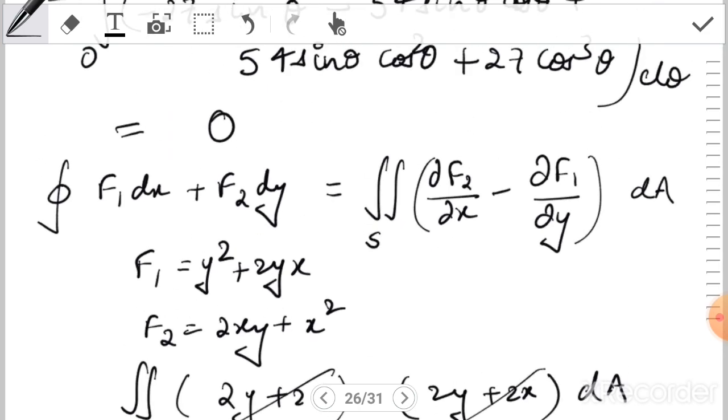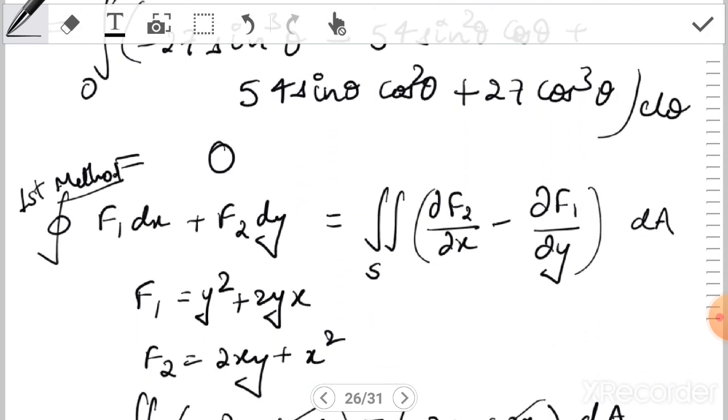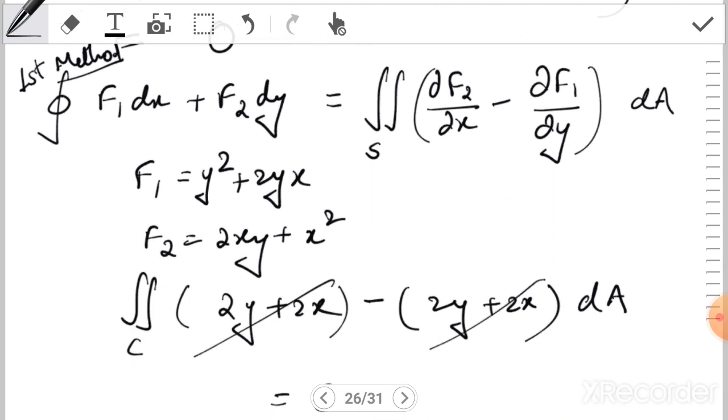Yes, so this was the second method. This was the first method and this was the second method using polar coordinates. Okay, let's go to the next problem.